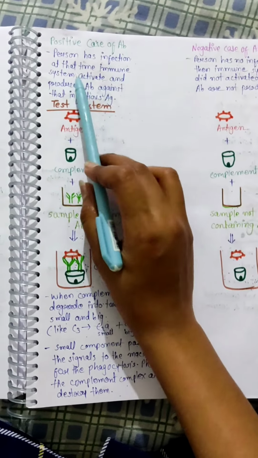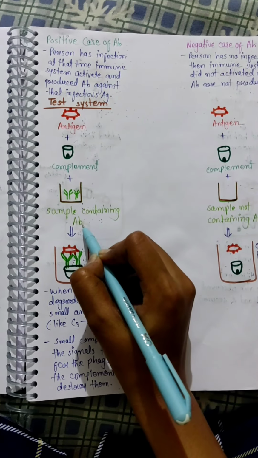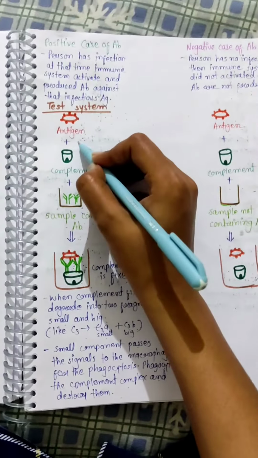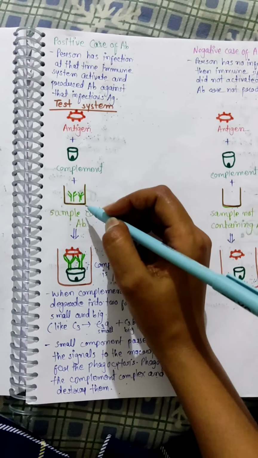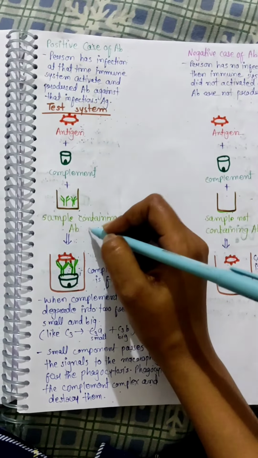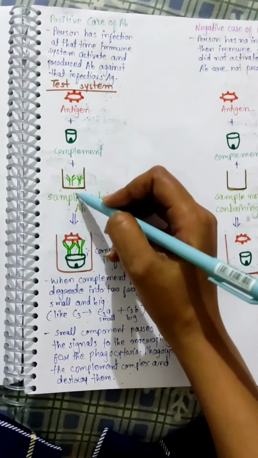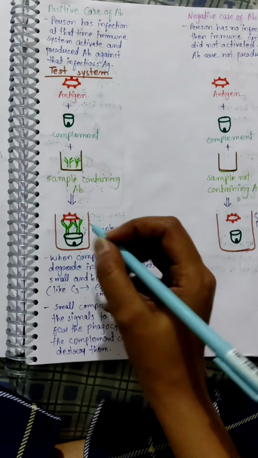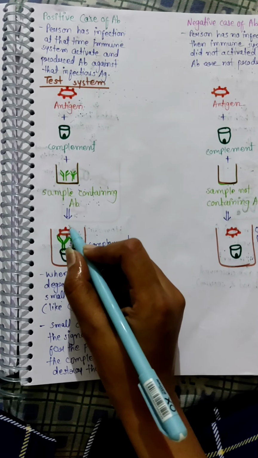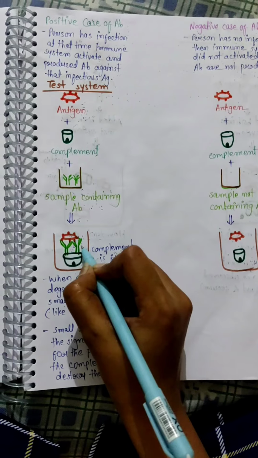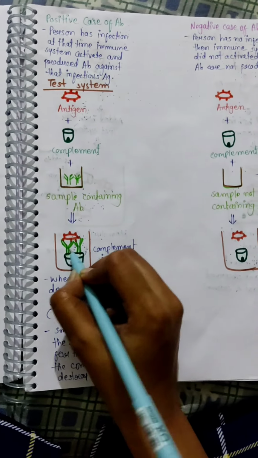Now, in the positive case of antibody, there is antigen, complement and antibody which is specific to that antigen. For example, we take herpes virus. The herpes virus is the antigen and the antibodies are against that herpes virus. These three things are added into one tube. The antigen is there and the serum contains antibody. The antigen-antibody complex is formed and the complement is fixed, because it can only fix when there is an antigen-antibody complex.